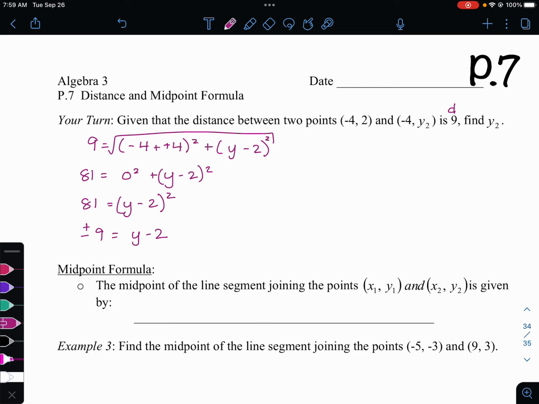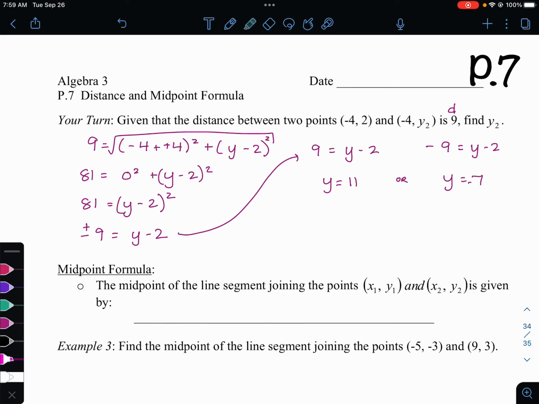All right, so at this point, this is what I was referring to. I'm going to have 9 equals y minus 2, and then I'm going to have negative 9 equals y minus 2. So solving both of them, I'm going to add 2 to both sides, but 9 plus 2 is 11. And over here, if I add 2, I'm going to get y is equal to negative 7.